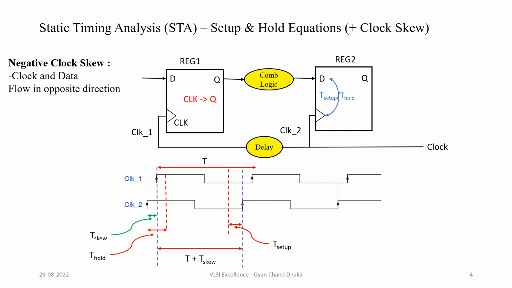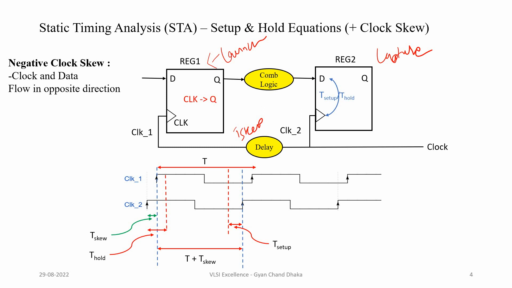Now let's see the negative clock skew impact. First of all, we have to understand why we call it negative clock skew. So this is, again, our launch flop, and this is our capture flop. And if you see here, the clock is first coming to the capture flip-flop, and then some T skew or clock skew delay will be introduced, and then the clock will reach the launch flip-flop. So the capture flip-flop will get the first clock, and then after some T skew time, the launch flip-flop will get the clock.